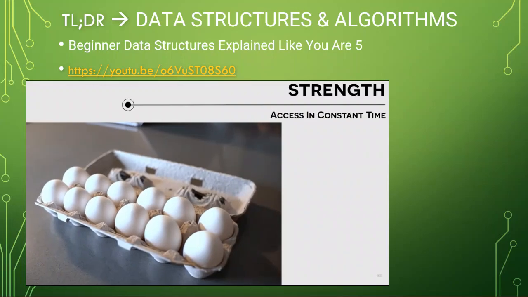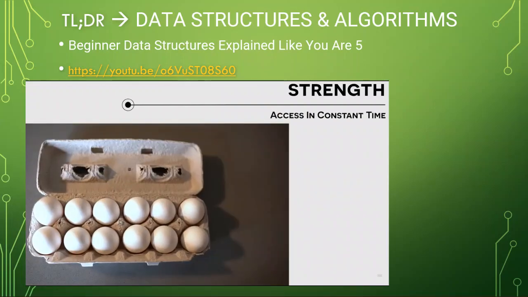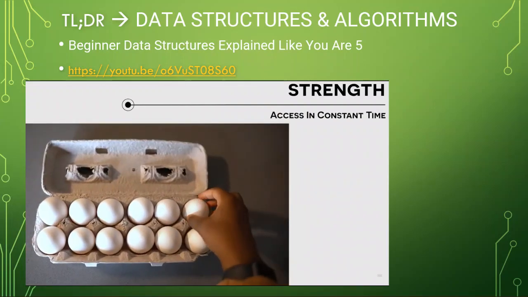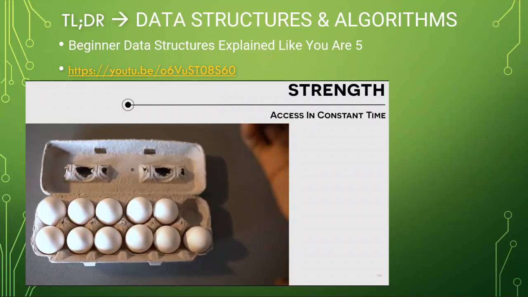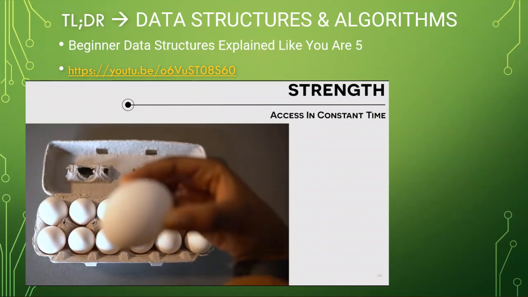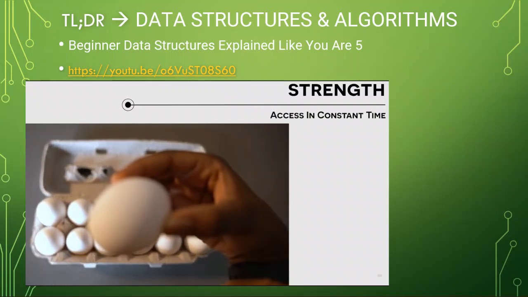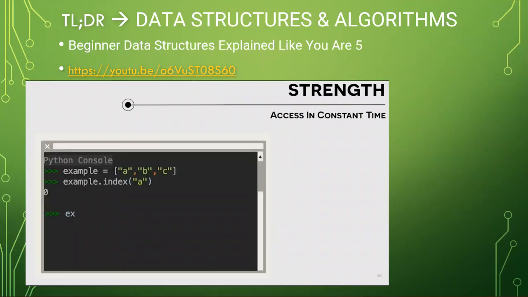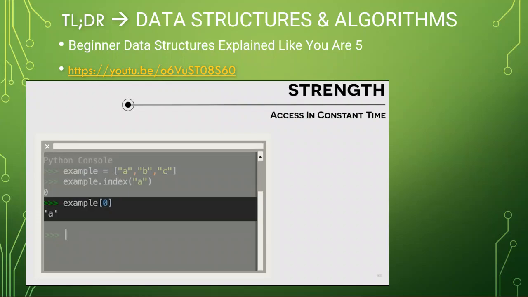So just like egg cartons, arrays have a lot of great benefits. So let's say that we're looking for a specific egg and we have the index of the egg. We can quickly get the egg that we're looking for without having to access all the eggs to find the egg at a specific index. So this basically means that one of the biggest advantages of an array is that access happens in constant time.